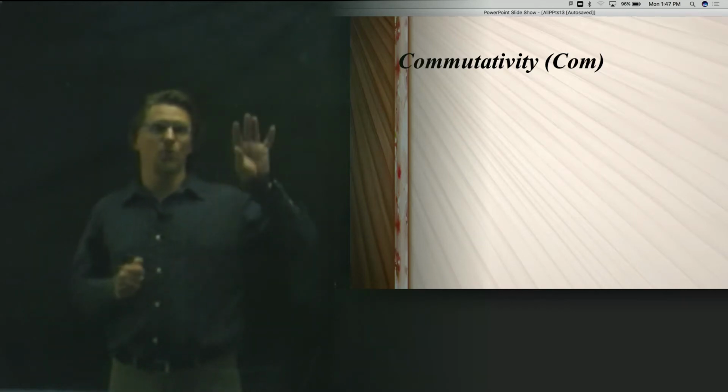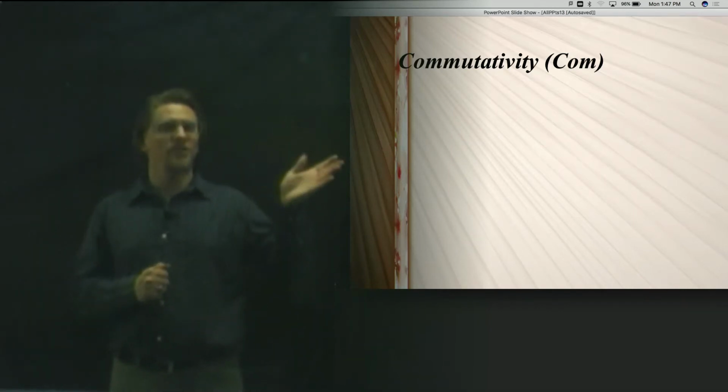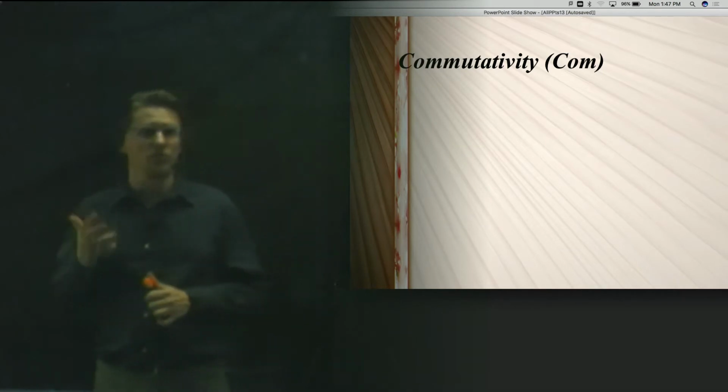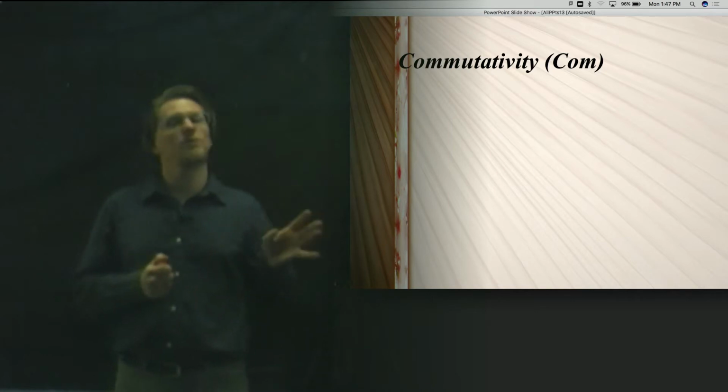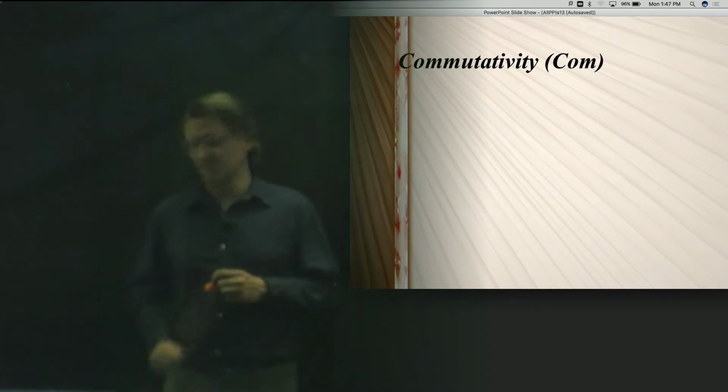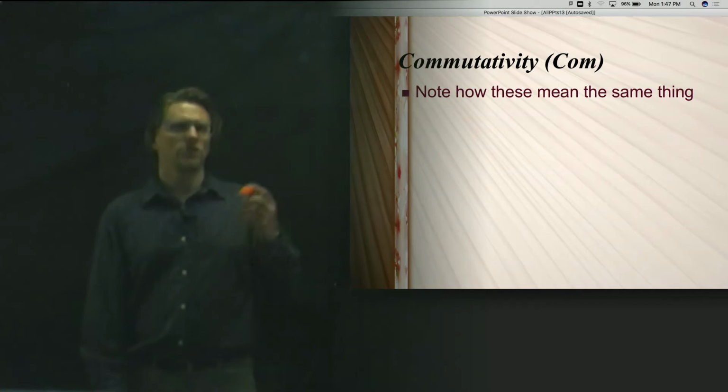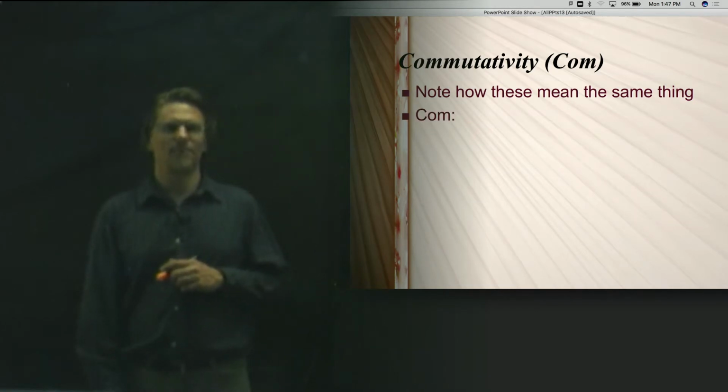Okay, so we'll now move from De Morgan's to commutativity. De Morgan's is a difficult rule to remember with all the tildes and dots and wedges and so forth. But hopefully commutativity will make up for that because it's quite simple. Basically, just note how these mean the same thing, right?